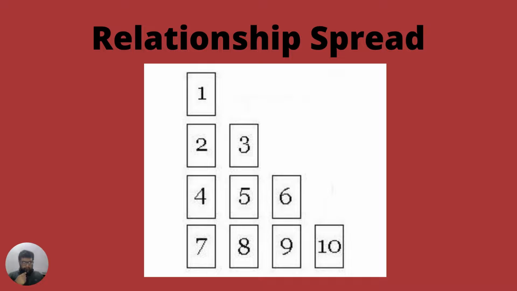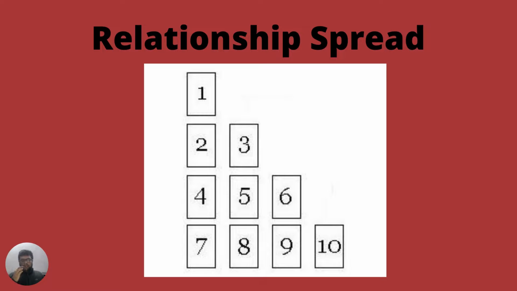The third card represents your partner's past experience, like how he or she feels about the past of the relationship. The fourth card represents your current experiences in the relationship. The fifth card represents your partner's current experience in the relationship, and the sixth card represents your relationship altogether, the complete picture of the relationship at present.